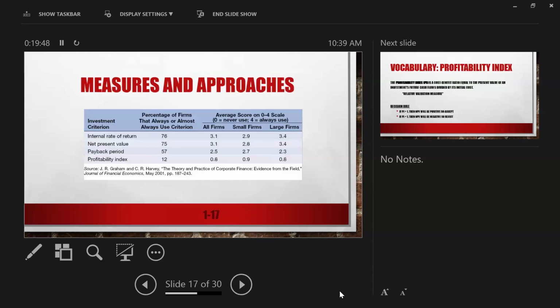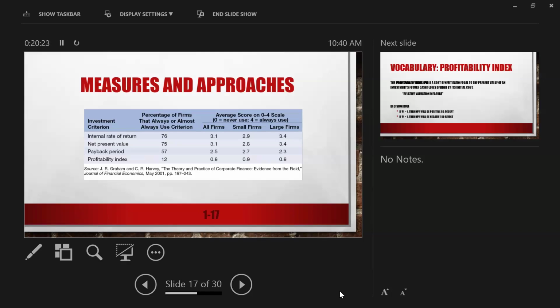So when we look at this in the real world, this was a survey. They looked at the percentage of firms and which of these methods they actually use. You can see IRR and NPV are used far more than anything else. IRR and NPV are 76 and 75%. They're used pretty much synonymously. What you'll see in practice when you're out in industry, NPV and IRR are almost always used together.